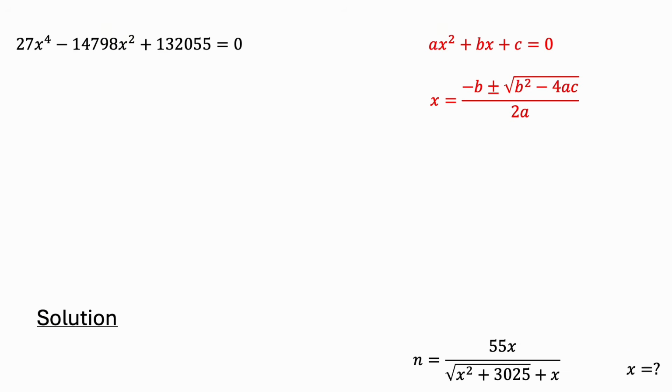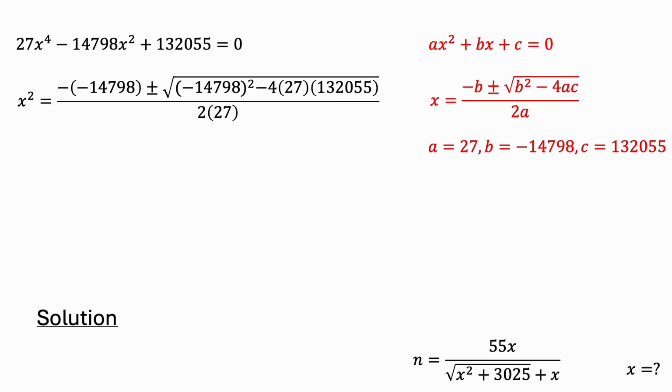Applying the quadratic formula with a equals 27, b equals minus 14,798, and c equals 132,055 gives two possible solutions. X squared equals 539 or x squared equals 245 over 27, which implies x equals 7 square root 11 or x equals 7 square root 15 over 9.